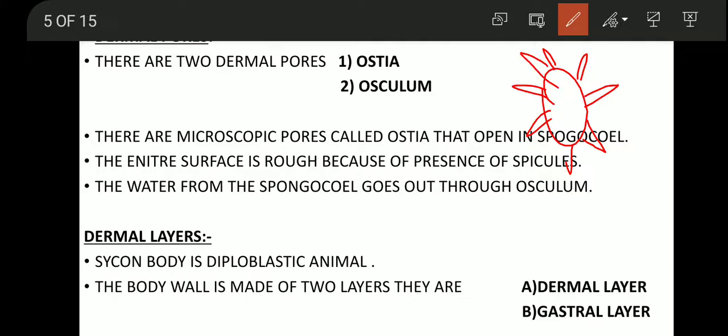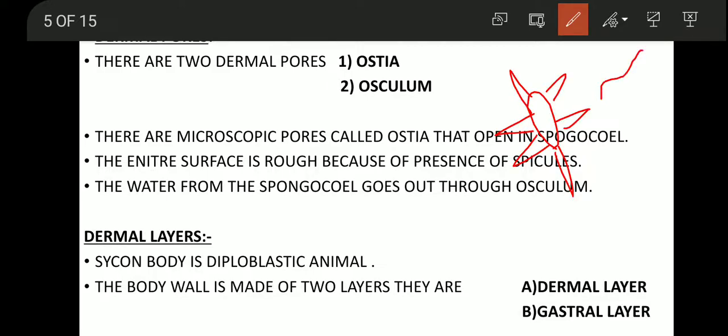Spicules means thorn-like structures which help in defense. If any fish comes nearby and wants to eat it, it can't, because it has thorns for self defense. So the entire surface is rough because of the presence of spicules.